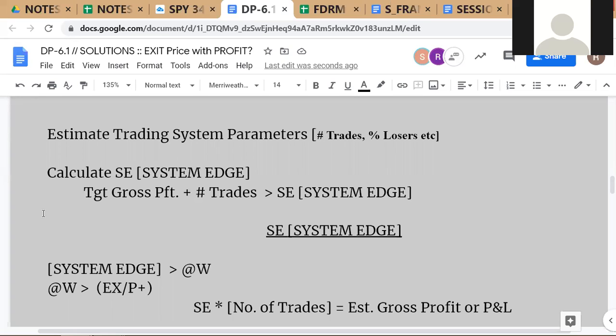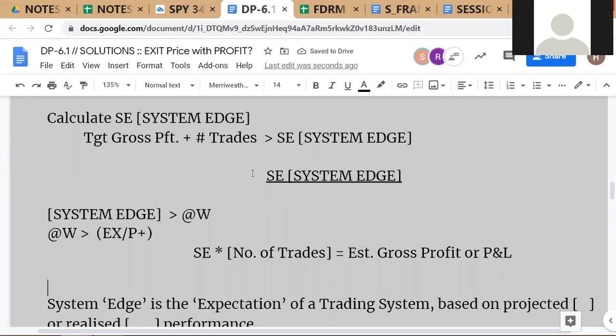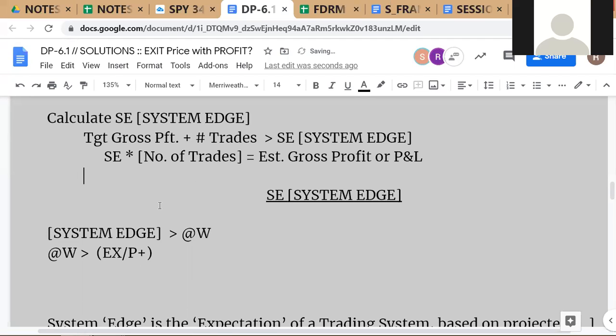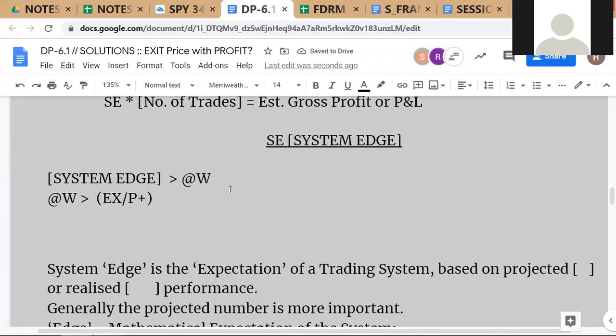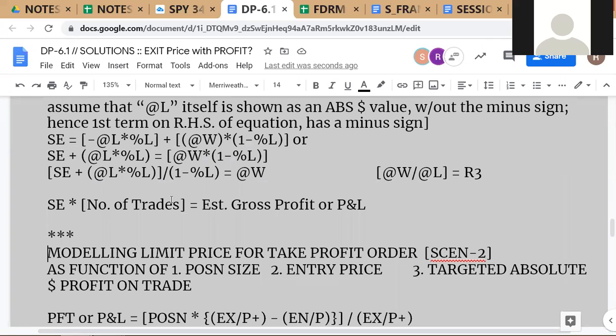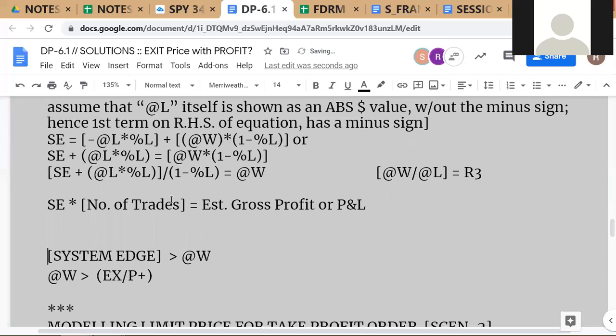But let's first understand what the system edge is. This looks a little more complicated than it actually is. Once we explain it, then you will understand. Steps, okay. So let me explain this thing.